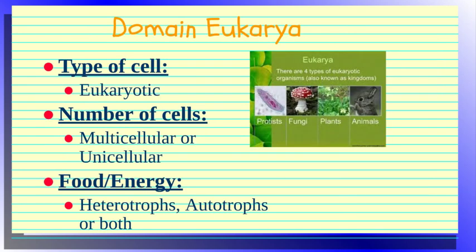So now we're going to go back and talk about the domain eukarya. Just a refresher, they are eukaryotic cells. Remember, eukaryotic, it's a good way to remember which domain the eukaryotic cells belong in. With this domain, the organisms can either be multicellular or unicellular, and they can get their energy from a plethora of places, such as consuming other organisms as heterotrophs or getting their energy from the sun as autotrophs. Now, some organisms do both.